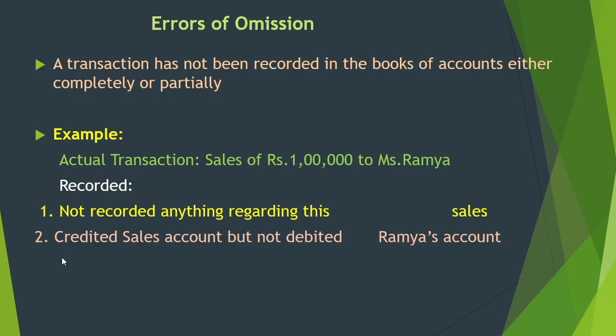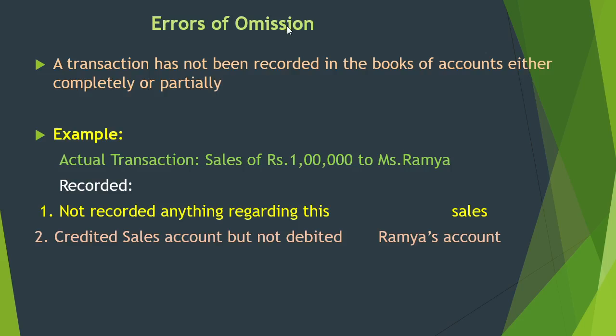See the second one: credited sales account but not debited Ramya's account. For this sales transaction, the entry is Ramya's account debits to sales account. They have recorded the sales here, but they did not debit Ramya's account. So it is partial omission. They have recorded one aspect but forgot to record another. So it is partial errors of omission.